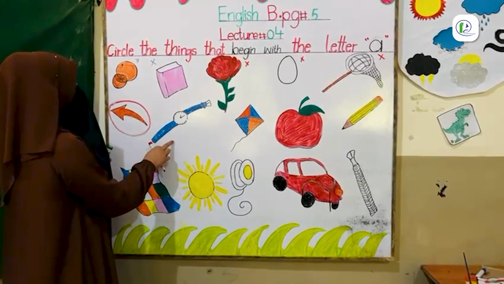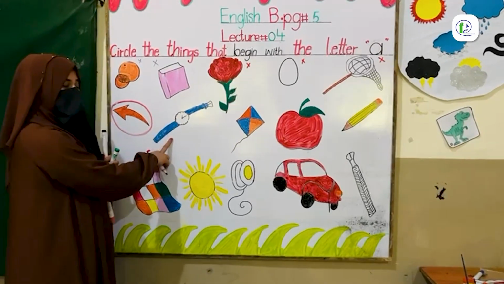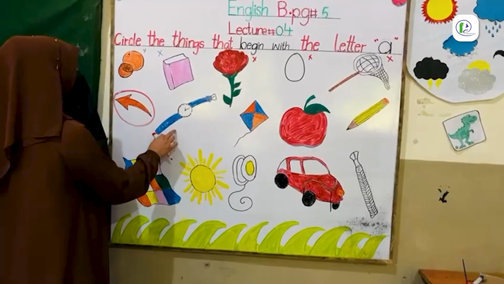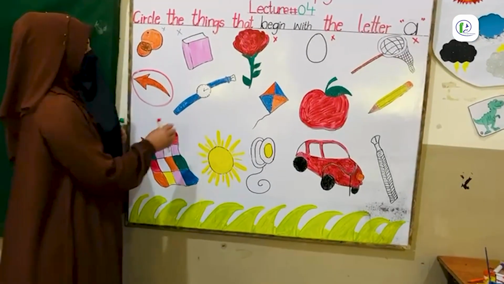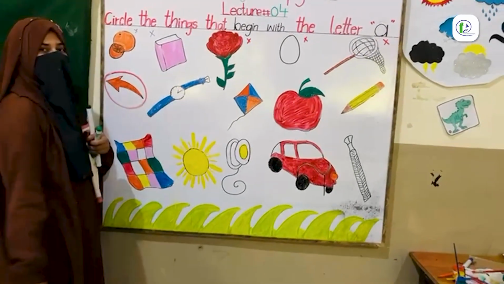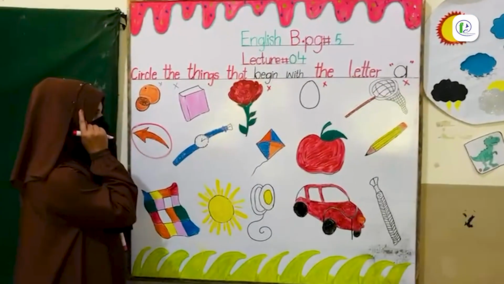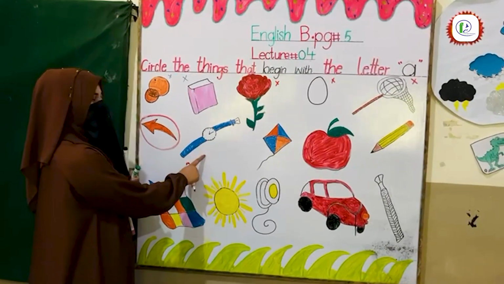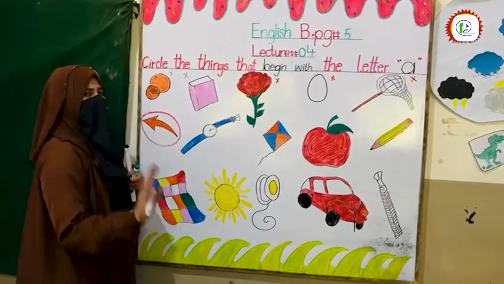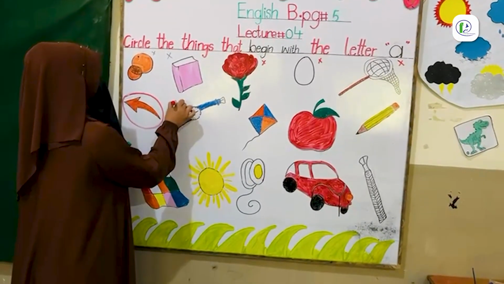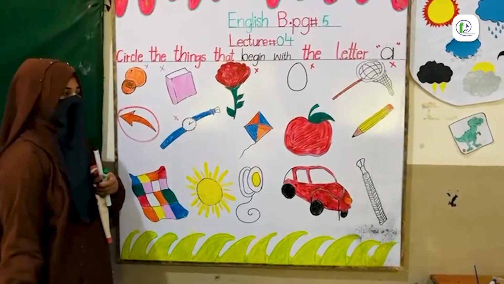Okay, move towards the next object. What is it? It is a watch. Does it start with letter F? Think about it. No. So we wouldn't circle it.